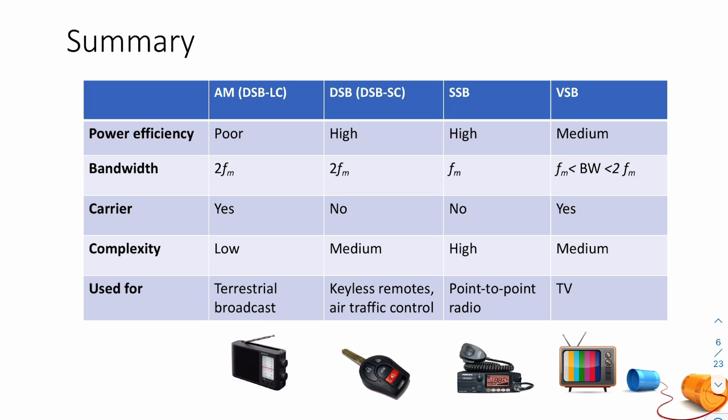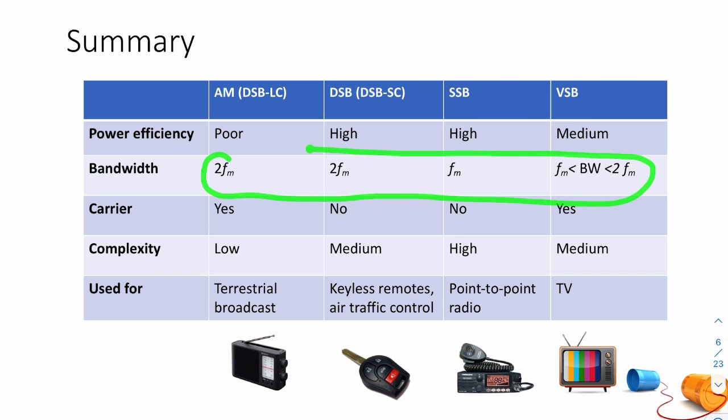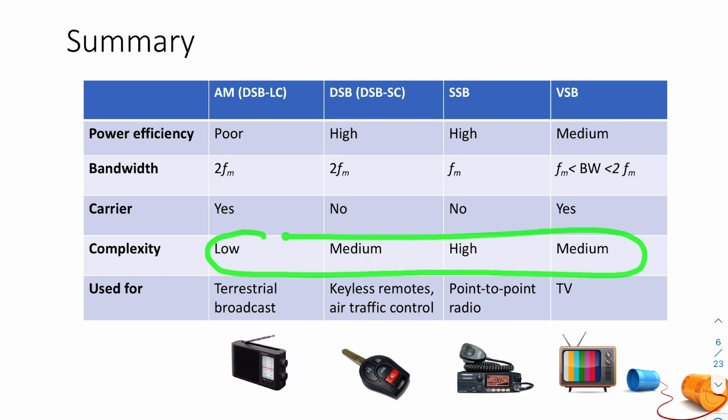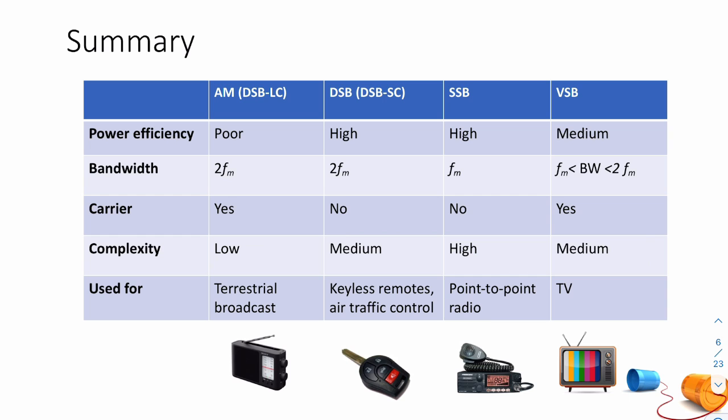We also summarized that in this little table where we look at these 4 types of amplitude modulation. We spoke about how they have different spectral requirements, different bandwidths, different power efficiencies, and different levels of complexity for the electronics at the transmitter and receiver. And we spoke about the different applications of these.